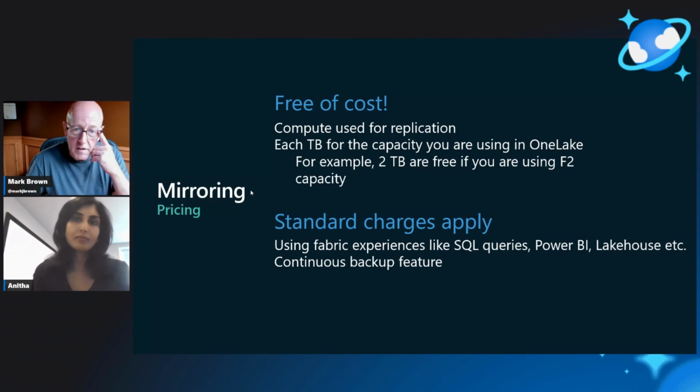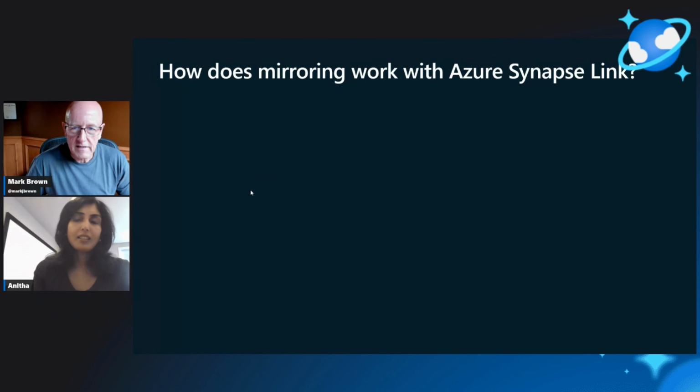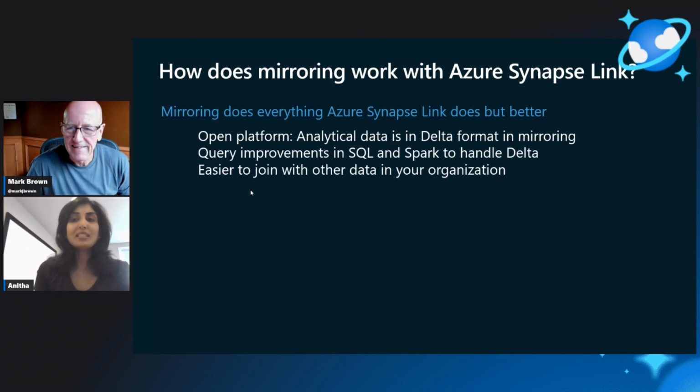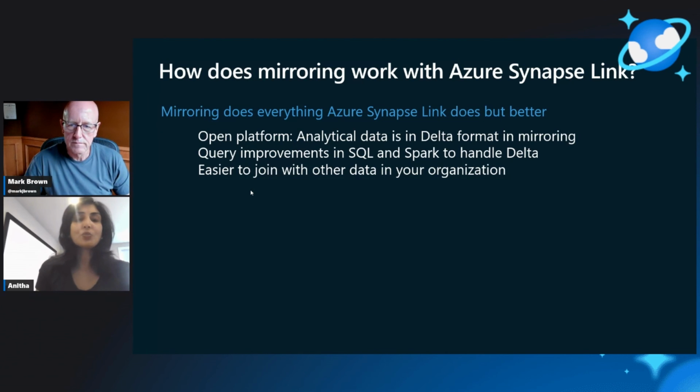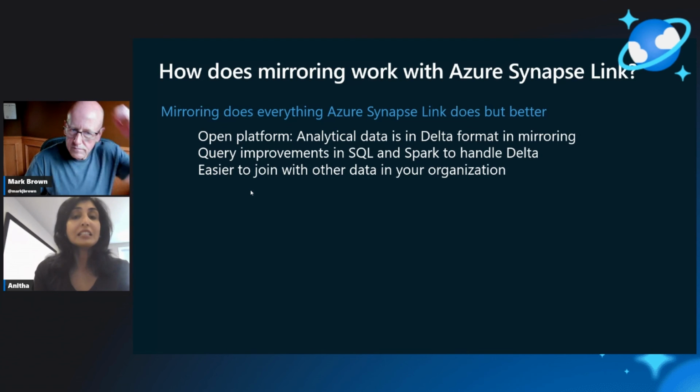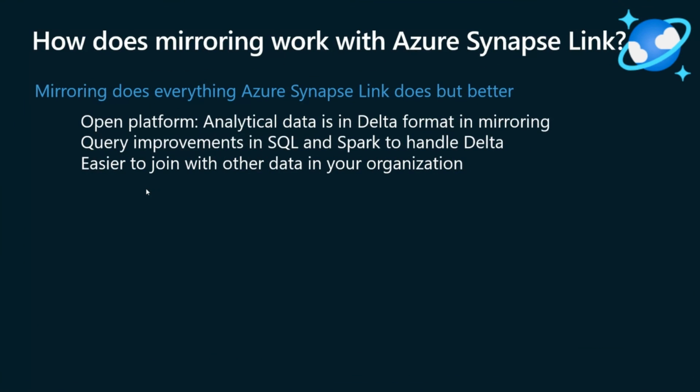Got it. Okay, cool. Is that it? One last thing I want to say, Mark, is how it works with Synapse Link, because we have quite a few customers using Synapse Link for BI reporting and other scenarios. And I just wanted to pitch here that the Delta format that we're using for mirroring makes it much more attractive. It allows the platform to be open. So if customers have data in Databricks or other platforms that are using Delta, they can bring this data together much more easily now with mirroring.